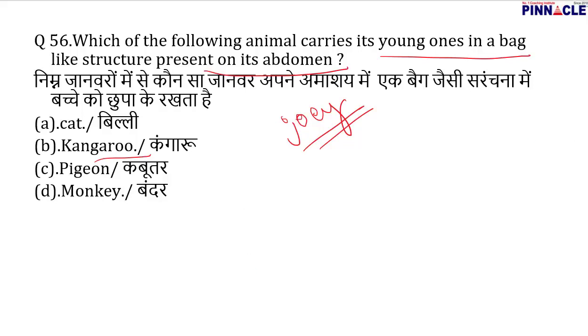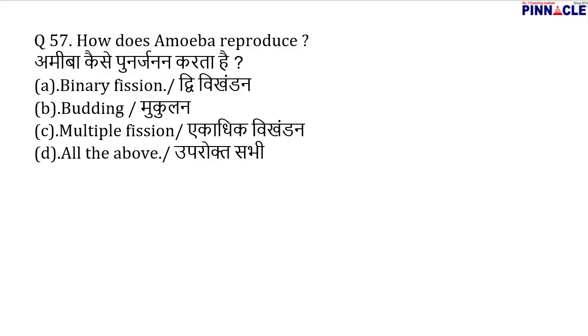Moving to question number 57. Question number 57 asks us how does amoeba reproduce? So amoeba generally reproduces by the method of binary fission, and binary fission is also an asexual mode of reproduction. And in this mode of reproduction, what happens? A parent cell divides itself into 2 equal daughter cells, and each cell then acts like an amoeba, and whenever binary fission takes place, the parent cell does not remain in existence.